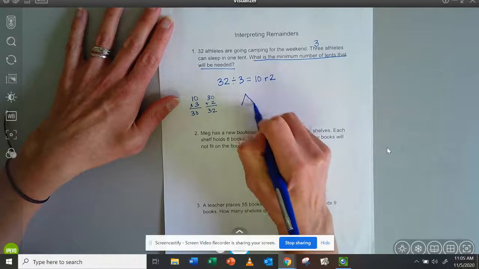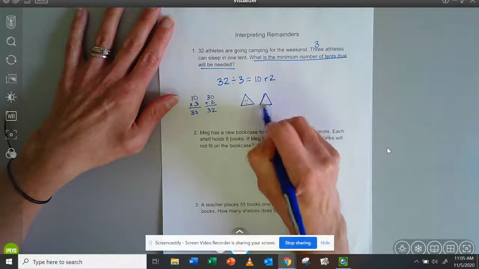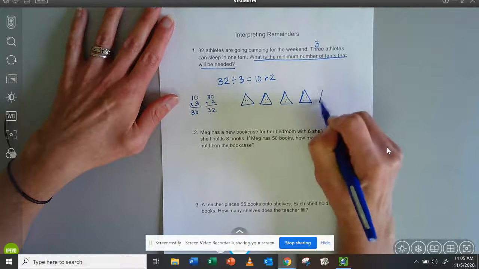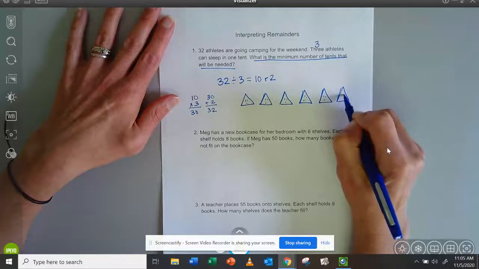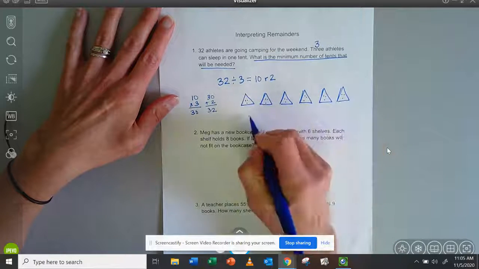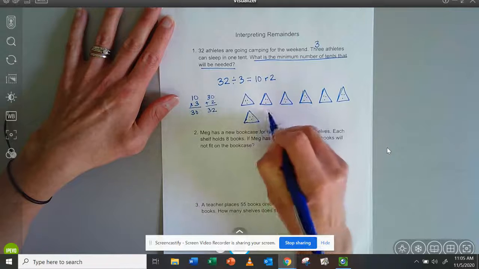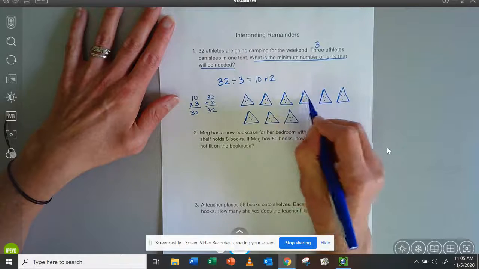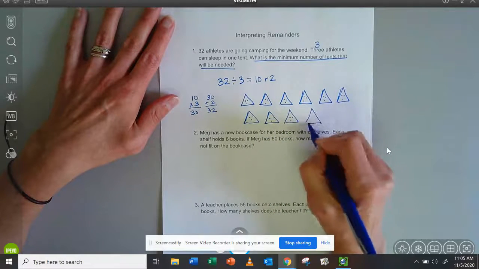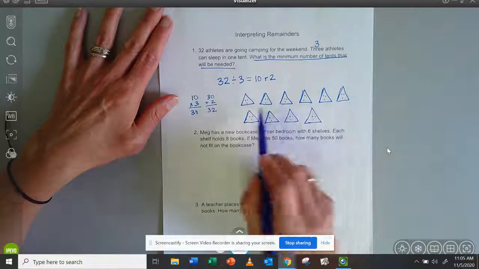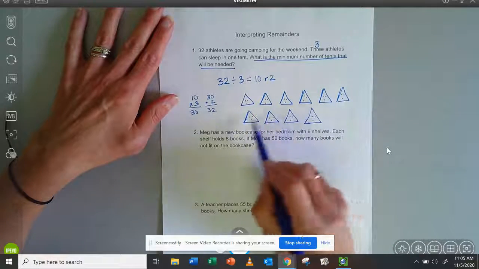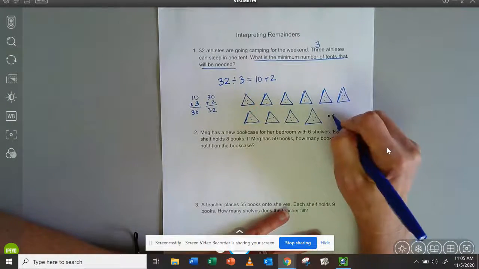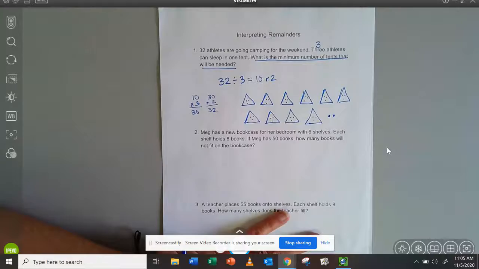Here's a tent, 1, 2, 3 kids in it. Here's another one. 1, 2, 3, 4, 5, 6, 7, 8, 9, 10. But that's only 30. I have 30 kids accounted for. So now I have 2 kids out here who don't have a tent. I don't know if you can see my 2 kids who don't have a tent. So I have got 30 kids in tents and 2 kids without a tent.